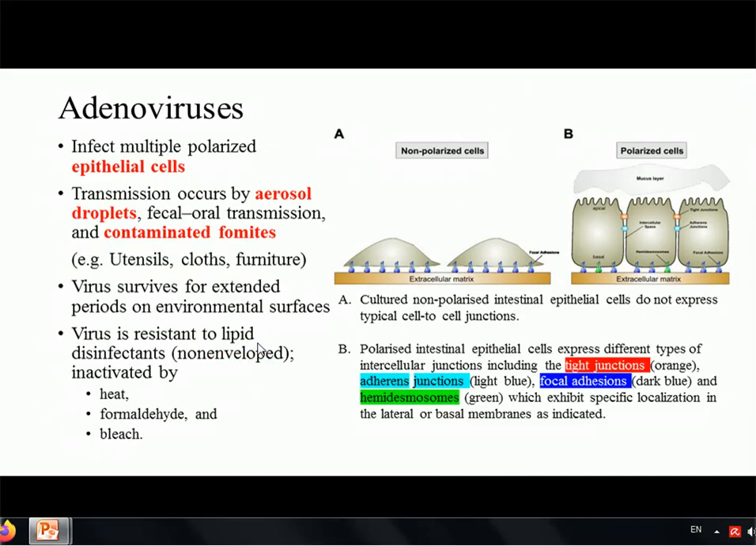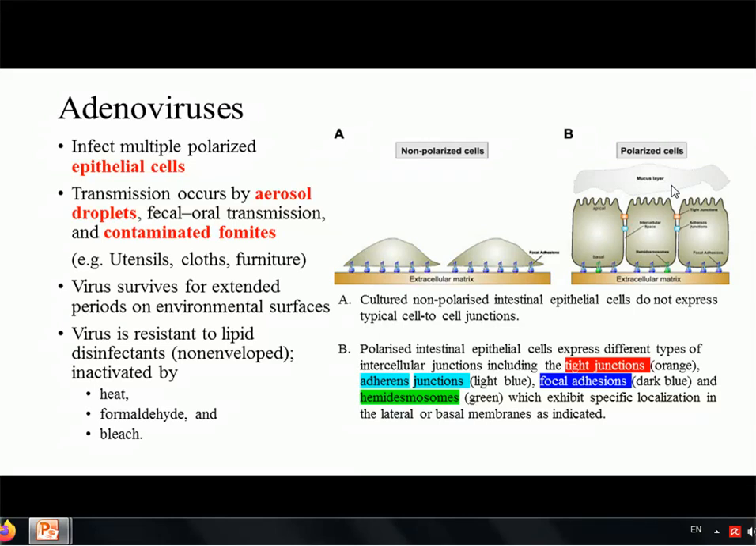Adenoviruses mainly infect polarized epithelial cells. What is a polarized epithelial cell? The picture here shows a non-polarized epithelial cell in human. Well, this is a polarized epithelial cell. The target is only the polarized epithelial cell, as its structure is easier for interaction with the receptor.